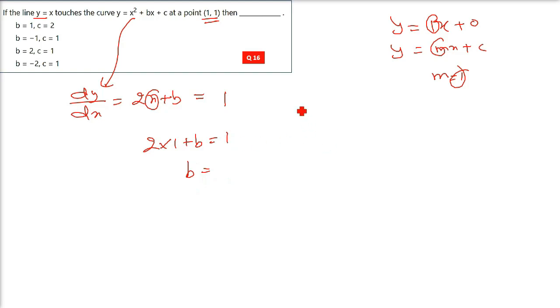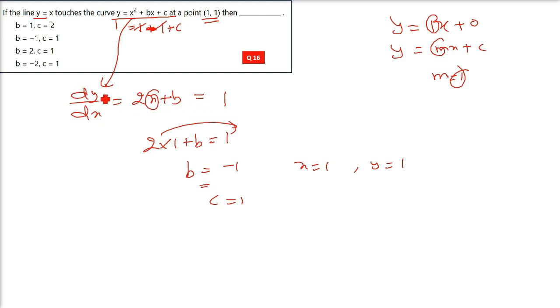Now this b is negative 1. x and y is already given as 1, 1. Now we can utilize the original equation of the curve to find out the value of c. x is 1, y is 1, b is negative 1. Put it in this equation. So y is 1, x square is 1, plus b into x. b is negative 1, so negative 1 into 1 will be what? Negative 1 plus c. So this gets cancelled. c is equal to 1.